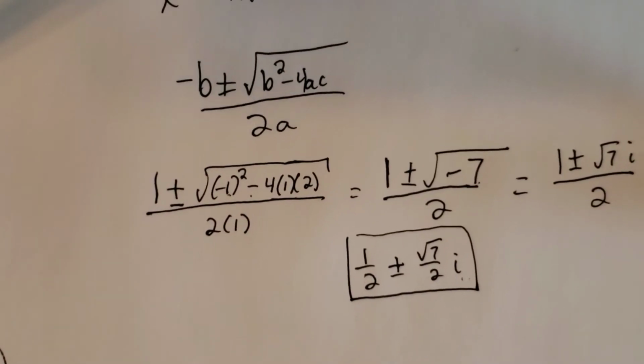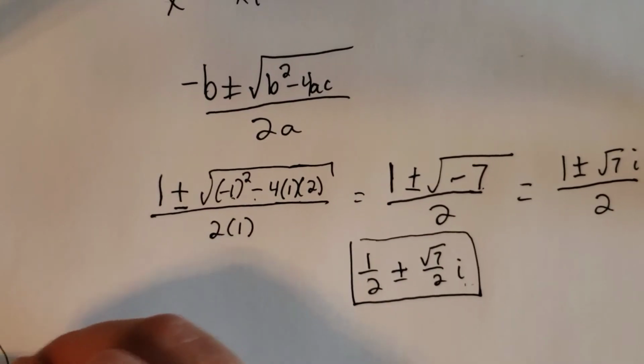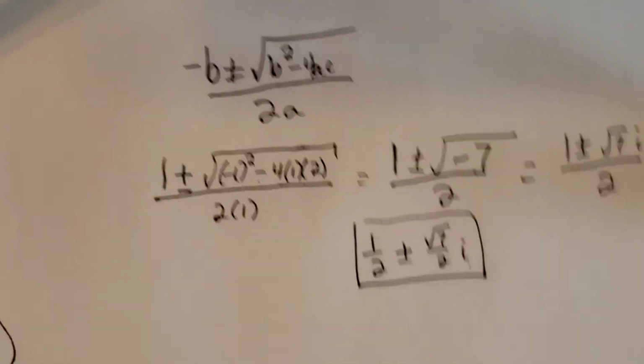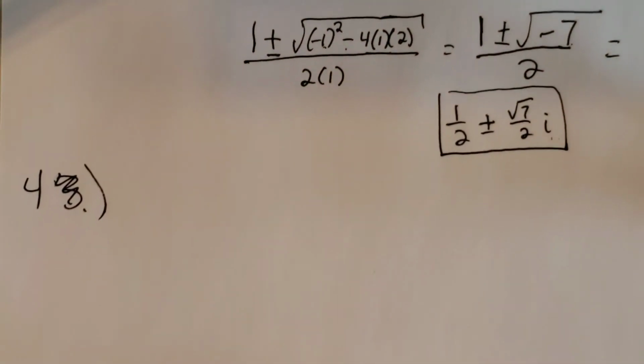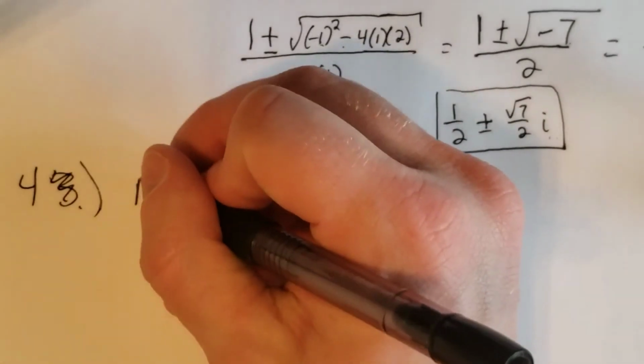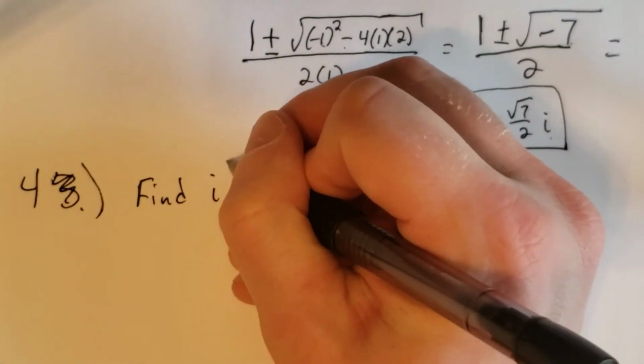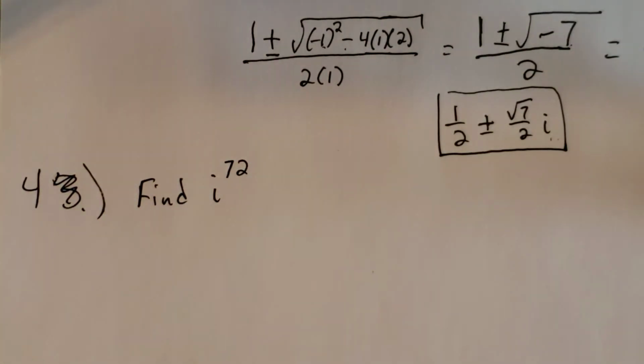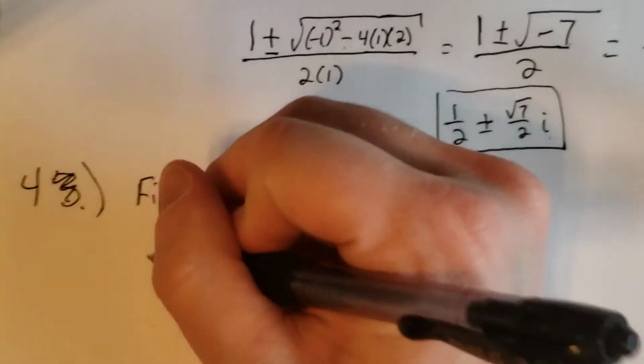That was question number 4. The previous one was 3. Okay, so the last one we want to find i to the 72nd power. All right, that looks scary and gross. It's not. So we can think about this in a pretty easy way.